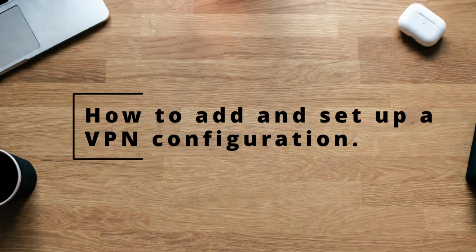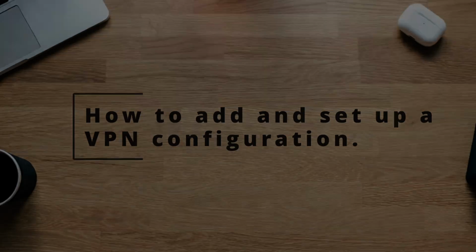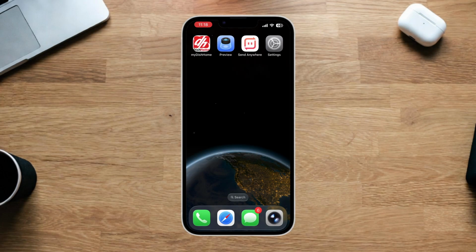How to add and set up a VPN configuration. If you want to connect your device to a VPN using a manual configuration, here's how to set it up. First, open the Settings app.